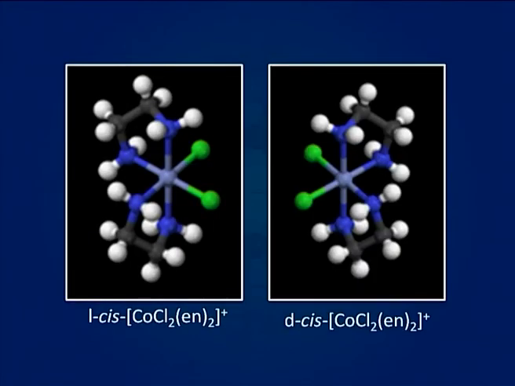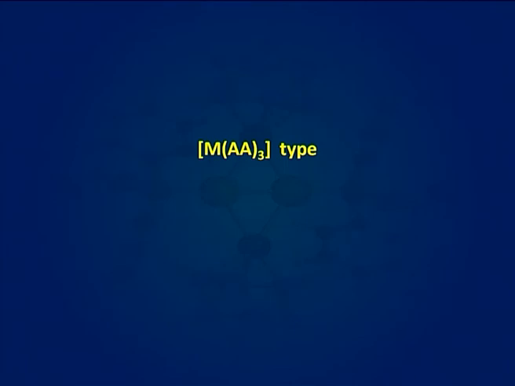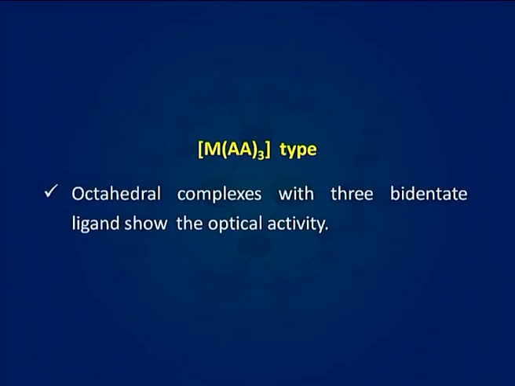Here is the stereo view of the cis isomer of the complex [CoCl2(en)2]. Here also you can see the cis isomer is optically active as there is no element of symmetry and the mirror images are also non-superimposable. Now we will be discussing the complexes of the type M(AA)3. Here AA is again a symmetrical bidentate ligand. Octahedral complexes with 3 bidentate ligands show optical activity.